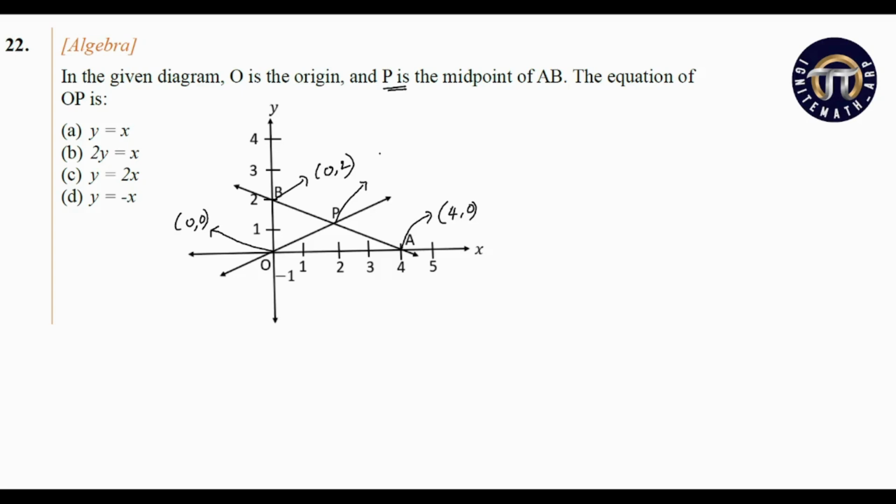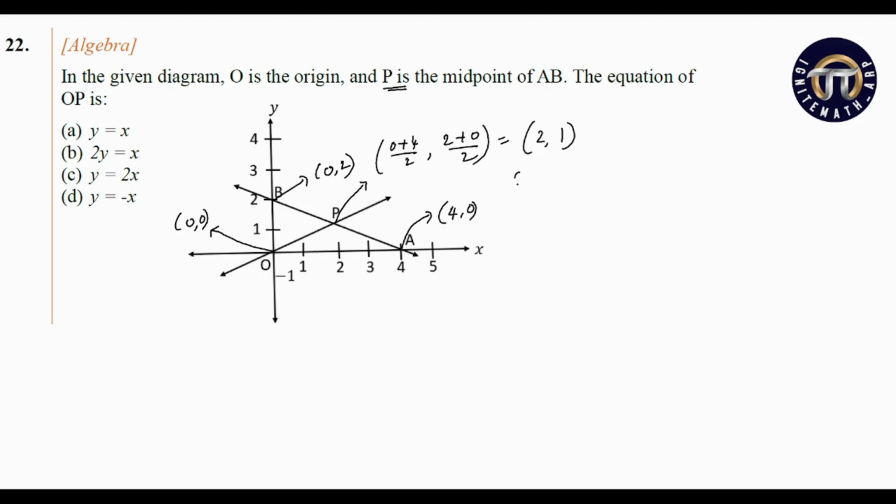Again, by using the midpoint formula, I can say 0 plus 4 by 2, then 2 plus 0 by 2. That is equal to 2 comma 1. So the coordinate of P becomes 2 comma 1. So what is my question here? The equation of OP we are supposed to find out.